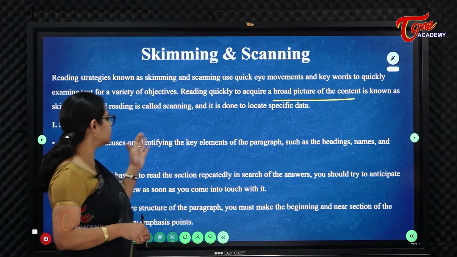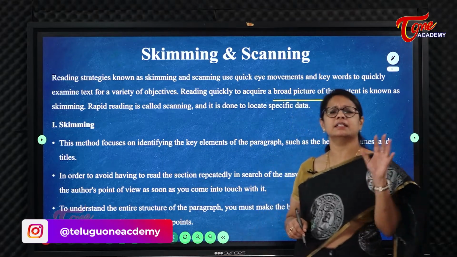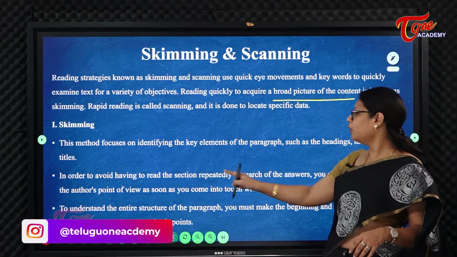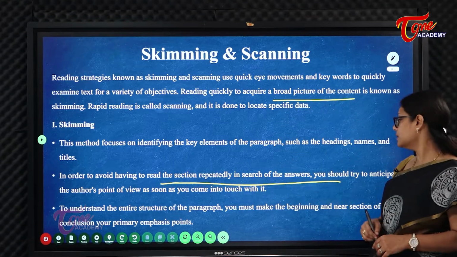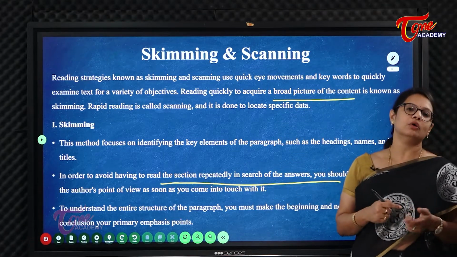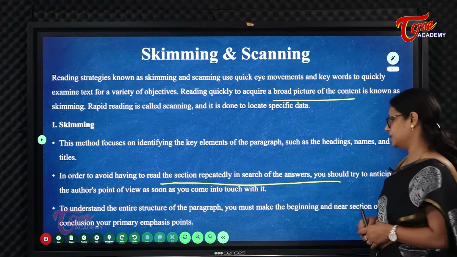Now, skimming focuses on identifying key elements of the passage such as headings, names, dates, years, etc. In order to avoid having to read a section repeatedly in search of answers, you should try to anticipate the author's point of view as soon as you get in touch with the passage.